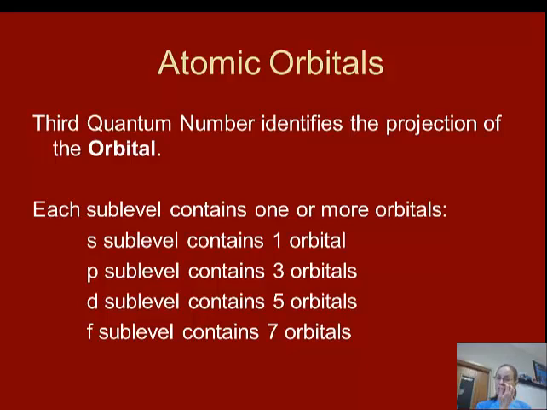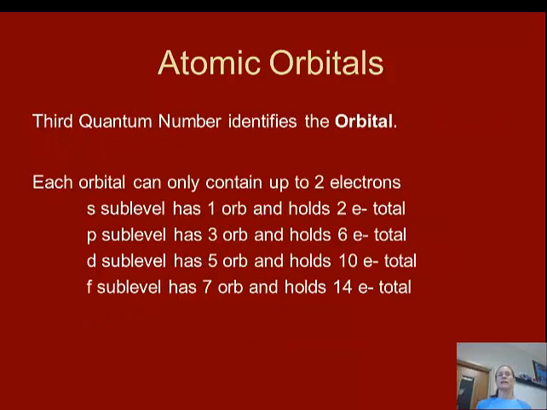So the s sublevel always contains one orbital. The p sublevel always contains 3 orbitals. The d sublevel will always have 5 orbitals, and the f will always contain 7 orbitals. And right now I'm just introducing you to these quantum numbers and what the numbers mean. Later on, we'll see the application of these numbers to the periodic table and how the periodic table is laid out. So at this point, you need to identify what each number is and what it tells us about the electrons and where they're found.